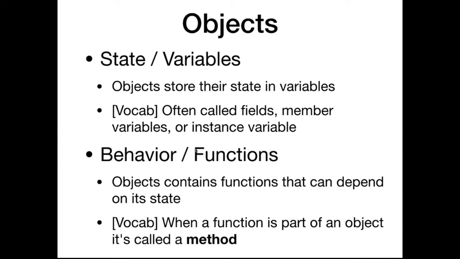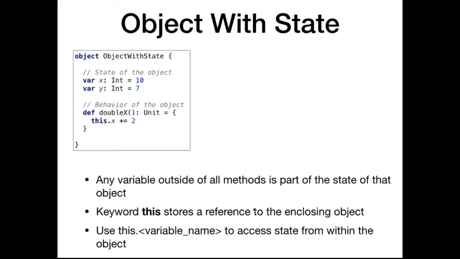We don't call them functions anymore. So saying objects contain functions is actually incorrect. We call them methods when they're part of an object. So objects have state and behavior: state through their variables and behavior through their methods. And we have this state and behavior in one package, one container that we call an object. We haven't seen objects with variables, so let's do that now.